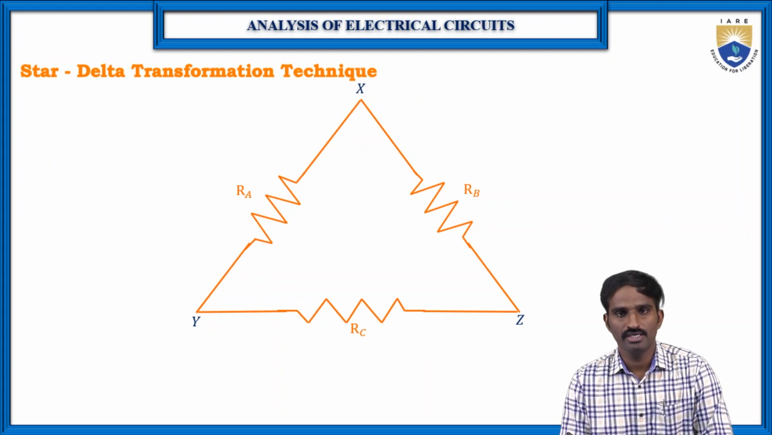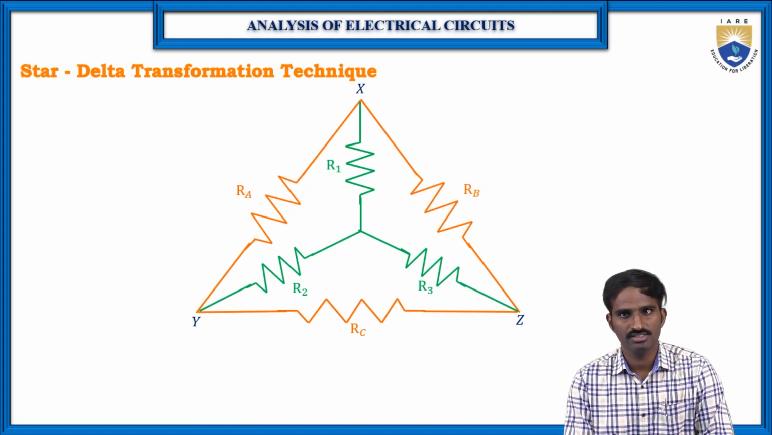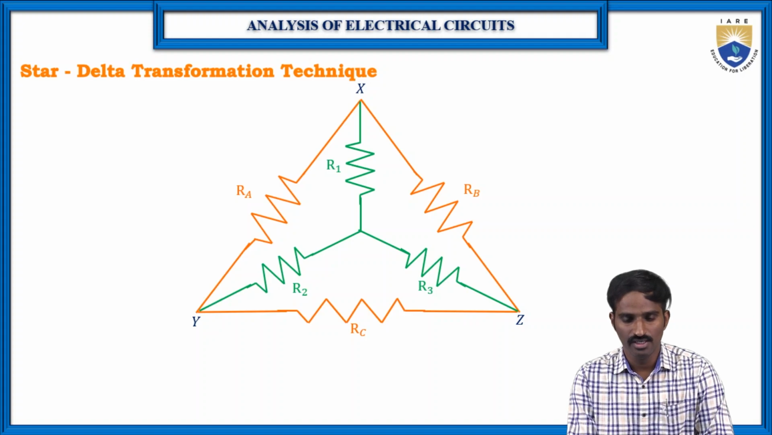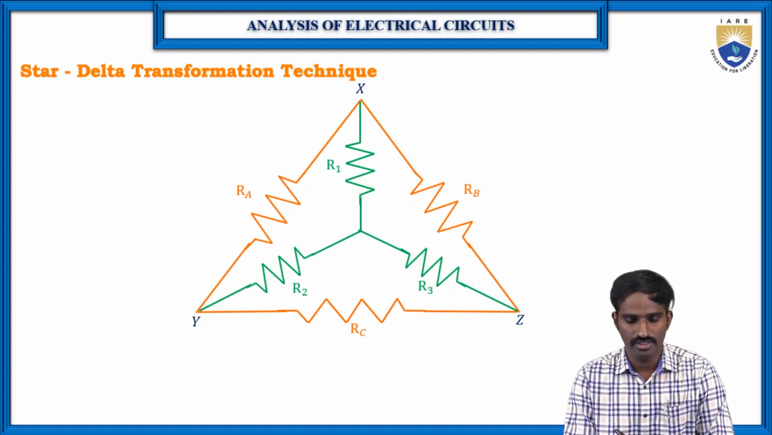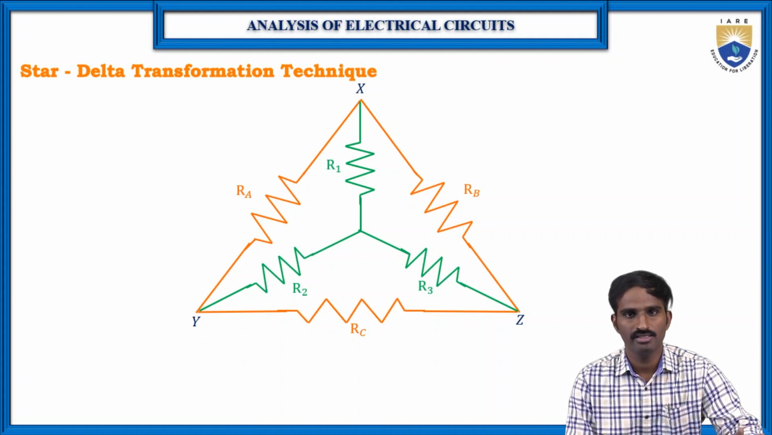So for that, let us consider a star network consisting of the resistors R1, R2 and R3. Now we are transforming the star network into the delta network. If you want to transform the star network into a delta network, you have to join the various terminals. As you can see, in between X and Y, just join and place one resistor. Let us consider the resistor connected in between the X and Y terminals as RA, similarly the resistor connected between the X and Z terminals is RB, and the resistor connected in between Y and Z is RC.